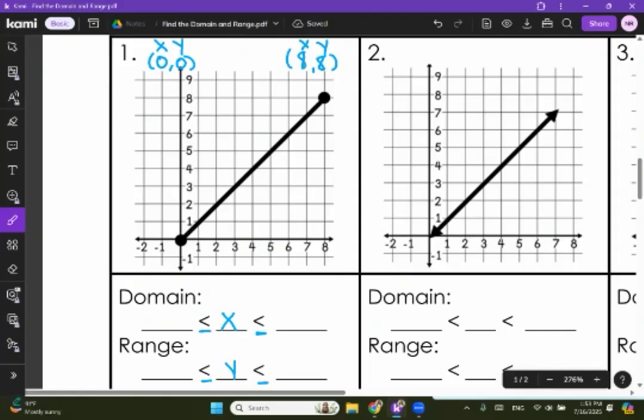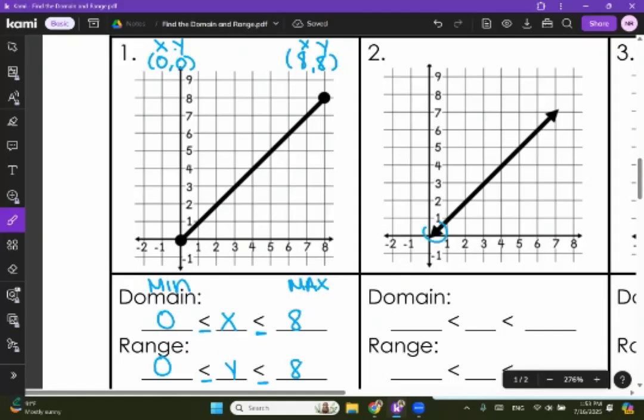So minimum to maximum. Smallest x value is 0, largest x value is 8. Smallest y value is 0, largest y value is 8, and you're done. Writing these points makes it so much easier.